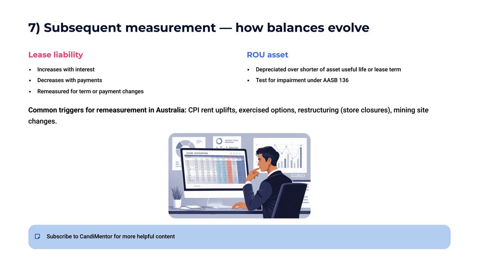Subsequent measurement. How balances evolve. Lease liability increases with interest, decreases with payments, and is remeasured for term or payment changes. The ROU asset is depreciated over the shorter of asset useful life or lease term. Test for impairment under AASB 136. Common triggers for remeasurement in Australia: CPI rent uplifts, exercised options, restructuring, store closures, mining site changes.